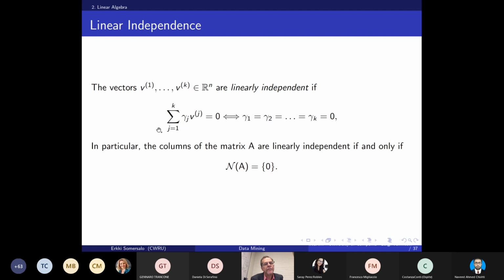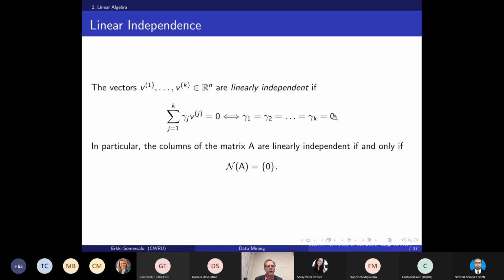And so the concept of linear independence will play a role in this lecture. Suppose you have k vectors v1, v2, etc., vk. They are of the same length, in Rn. Now we say that those vectors are linearly independent if the only way to write a linear combination of those vectors equal to 0 is that those coefficients gamma 1, gamma 2, gamma k are all 0.